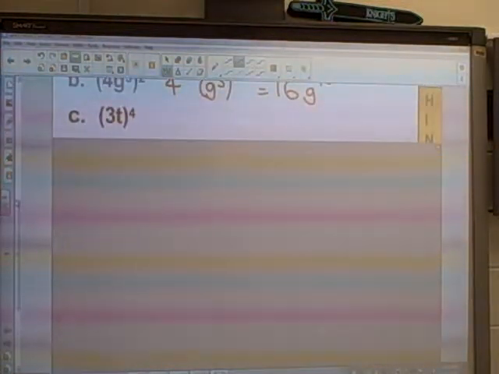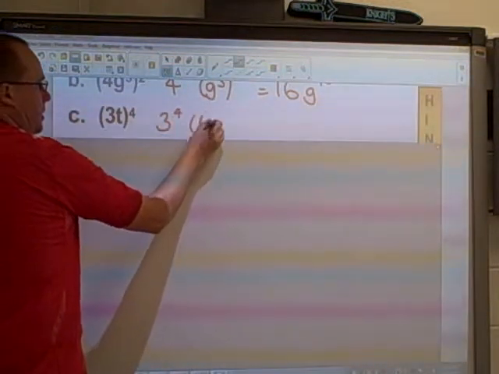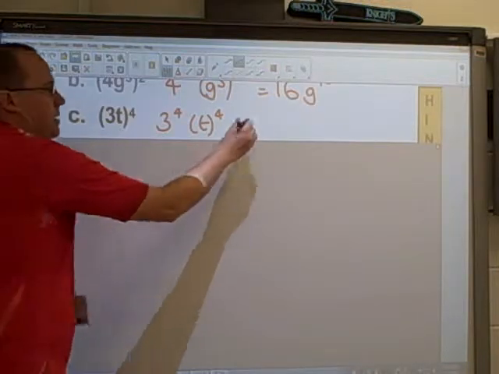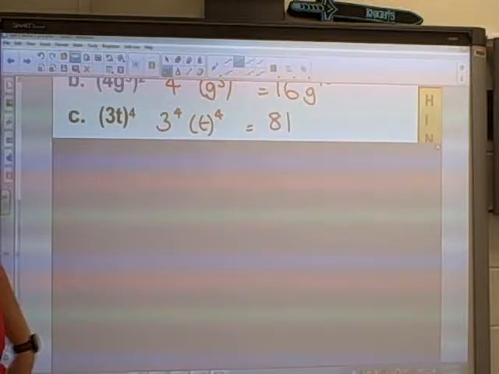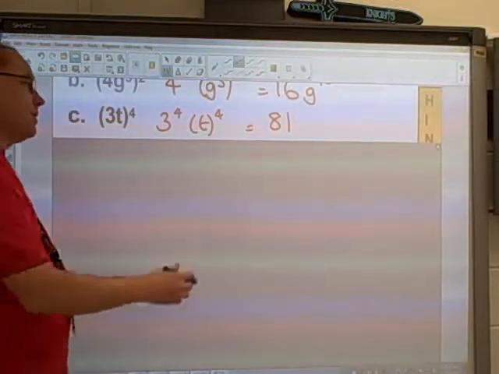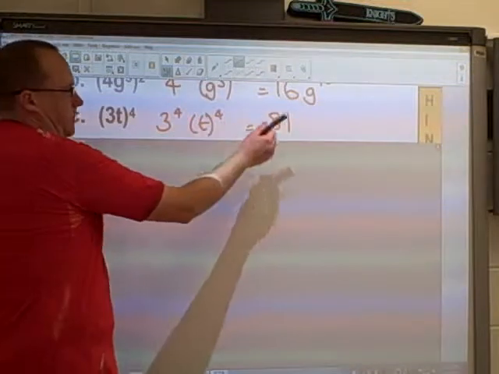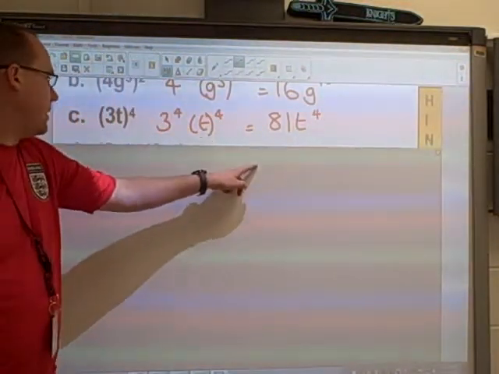Scroll up a little bit so we can see a little bit easier. Everything to the power of 4, so 3 to the power of 4, and t to the power of 4. So 3 times 3 times 3 times 3 is 81. And then t to the 4 is actually just t to the 4. Sometimes the simple questions confuse people. Remember, if there is no exponent, we could also put 1 there, and then 1 times 4 is still 4. So that's another reason why we can work out that answer.